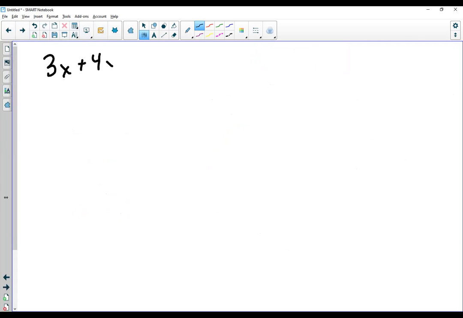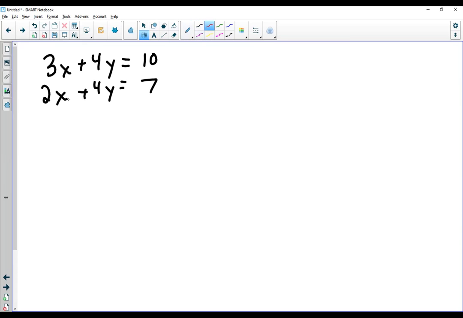3x plus 4y equals 10. 2x plus 4y equals 7. Again, this might cause a fraction. Jay was asking about which one to choose, whether you subtract or add.